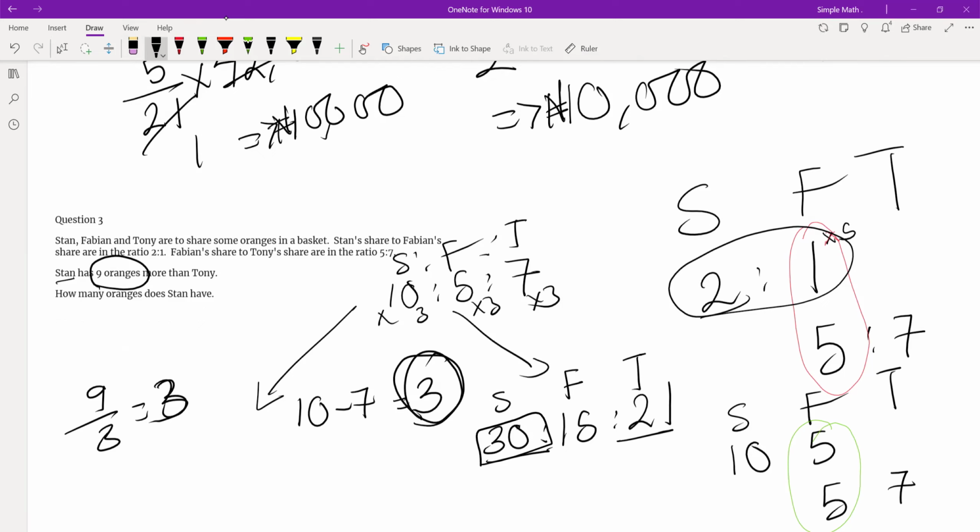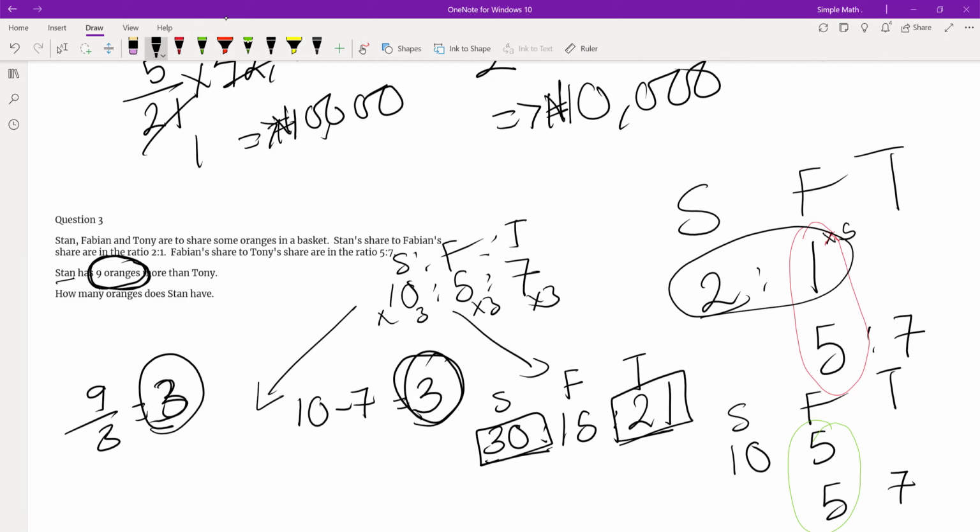So you divide the actual difference by the difference in their ratios to give you a multiplier. The multiplier is what you multiply the ratios with to give you the actual number.